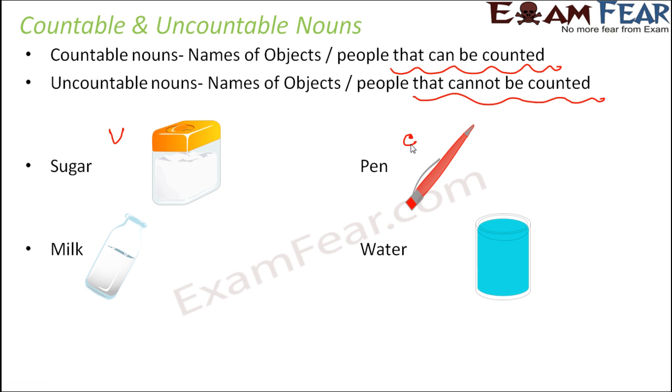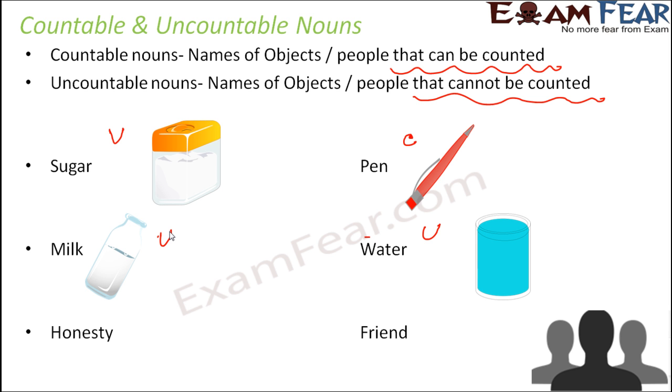Now let us look at these examples. Milk and water. Which is countable? Well, actually none of these is countable. That's because whether it is milk or water, they are not even made up of particles, like they are fluids. So how do you count them? You just can't count them. For example, if I give you a glass of water and if I ask you, how many water do you have? What can you say? You can't count it, right? You can't say that, I have 10 water, I have 5 water. You can't say that, right? So again, water and milk, both of them are uncountable.